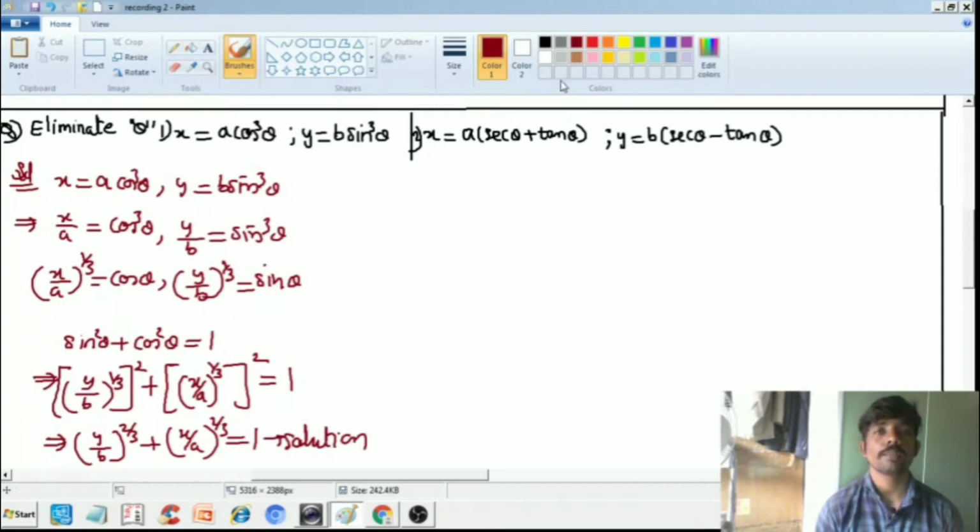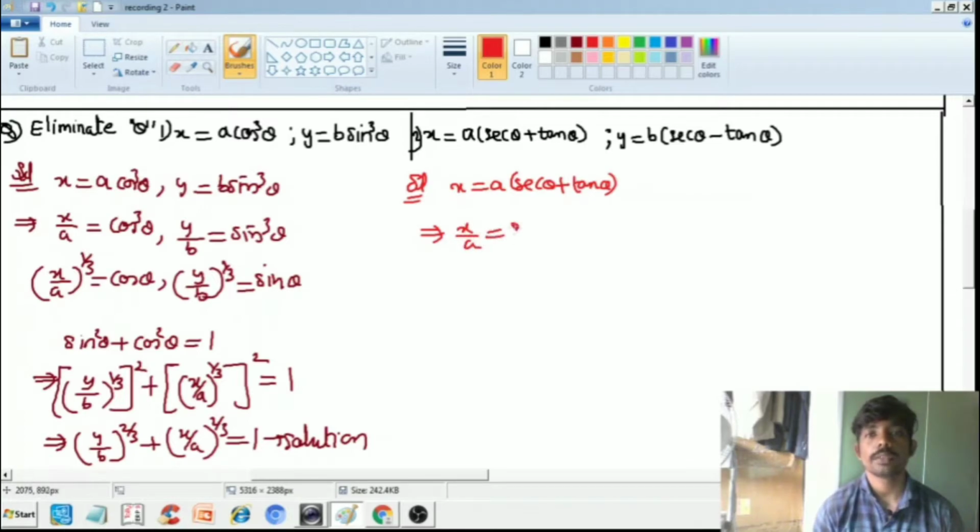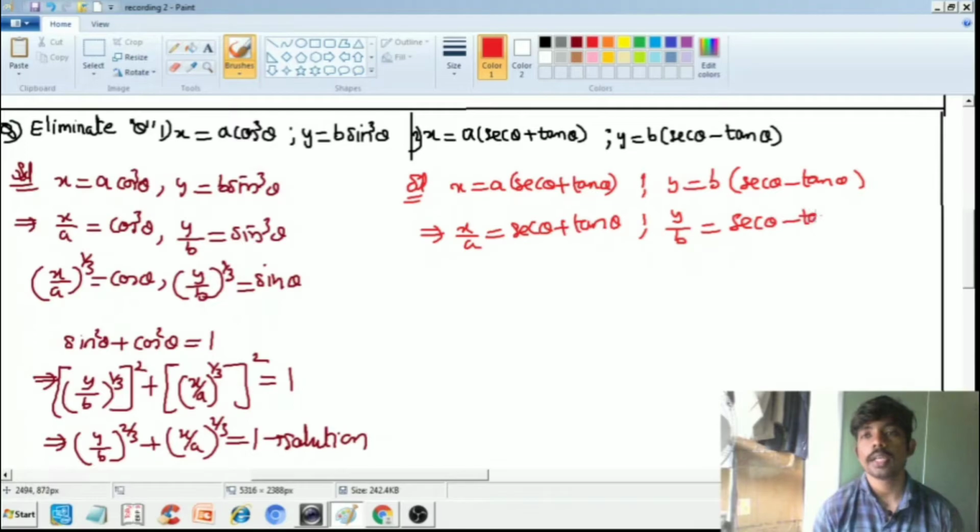Next, let's discuss the second question. In the second question, given x is equal to a into secant theta plus tan theta. Just bring a to the left hand side: x by a is equal to secant theta plus tan theta. Next, consider y is equal to b times secant theta minus tan theta. Now, bring b to the left hand side: y by b is equal to secant theta minus tan theta.